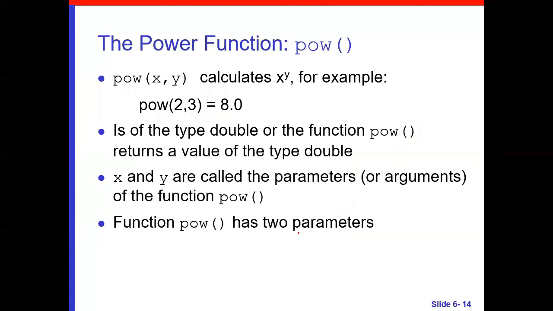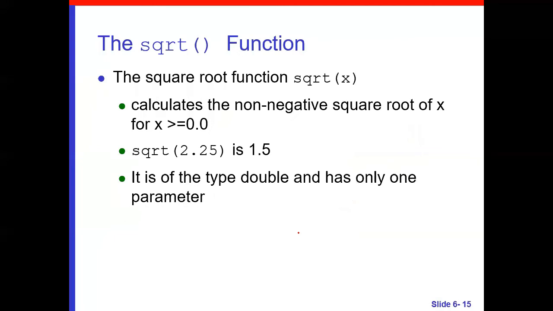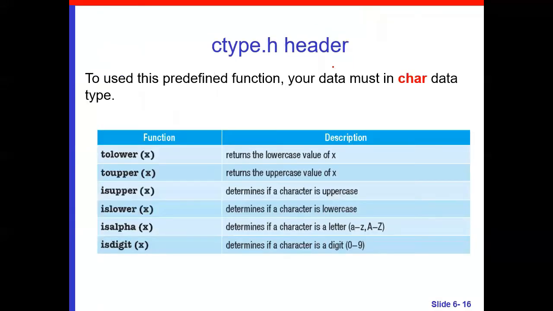Okay, next, the power function. Like I said before, this function is just focused on finding the power of a number. Okay, so square root is for this one, to convert this symbol into this function. Okay, next we have ctype.h. ctype.h header. To use these predefined functions, your data must be in char data type. So if you want to use all these functions, your data must be declared in char data type.